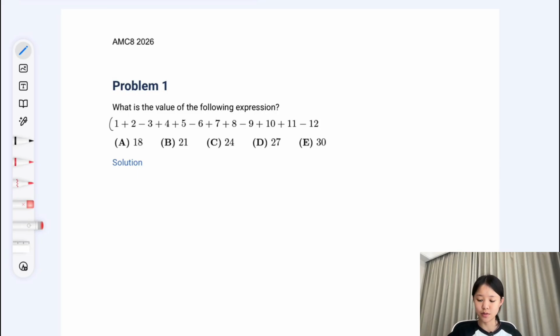But without further ado, let's get started on the first problem. Okay, so this problem asks, what is the value of the following expression?